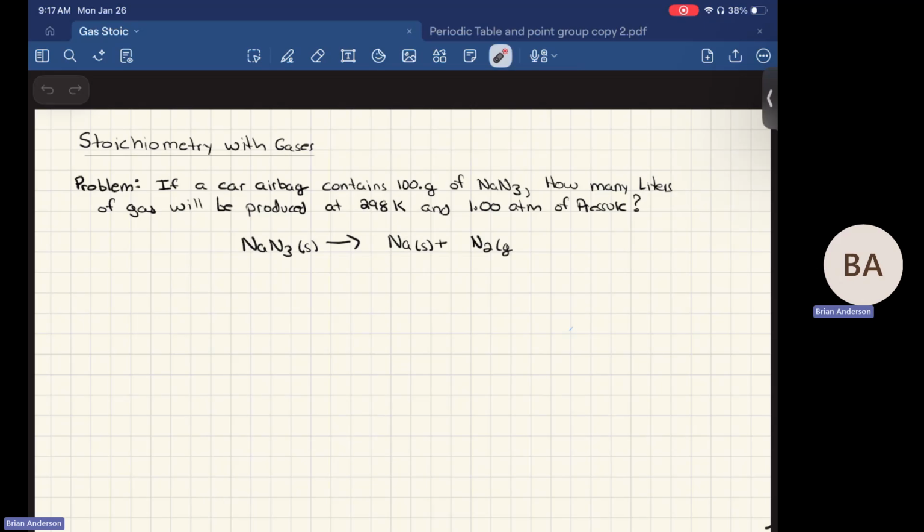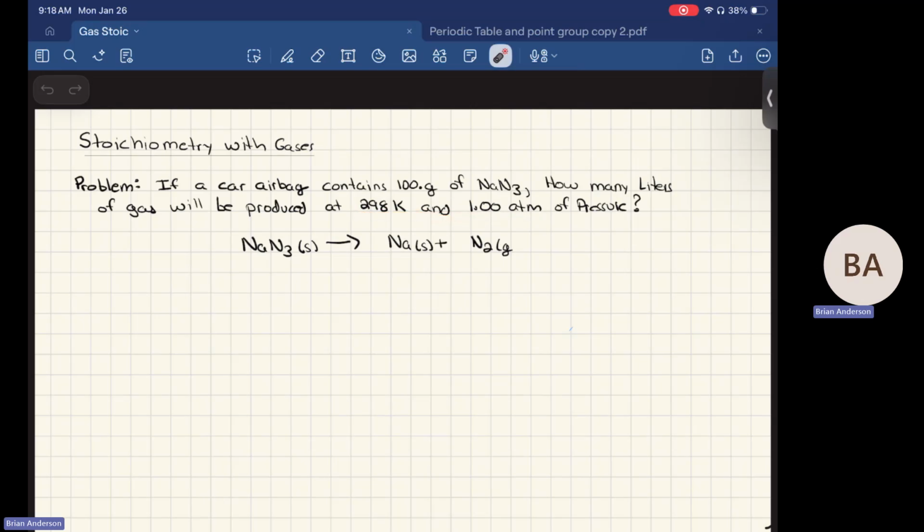The problem says, if a car airbag contains 100 grams of sodium azide, NaN3, as shown here in our equation, we want to know how many liters of gas will be produced at these conditions: 298 Kelvin at 1 atmosphere pressure.